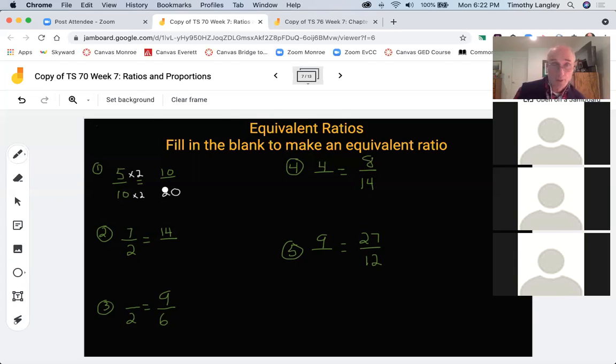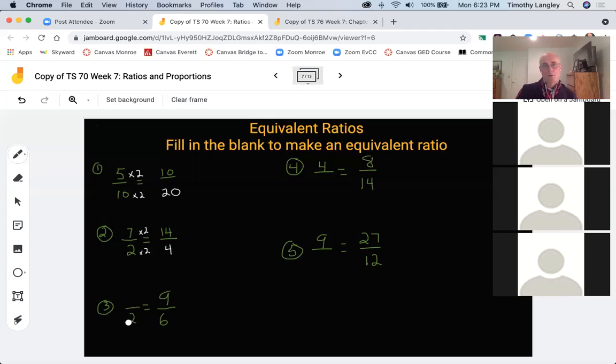And some of your brains might go, hey, I like that one better. That just helps my brain. Walking you through number 2 here: 7/2 is the same as 14 over what? Well, 7 times 2, I know, gives me 14. So I'm going to go ahead and just do the same thing to the denominator and get a 4, okay?